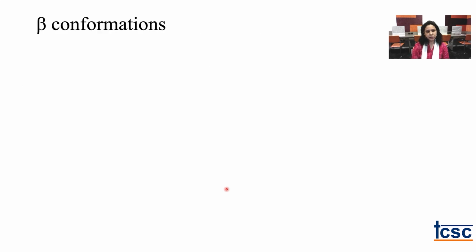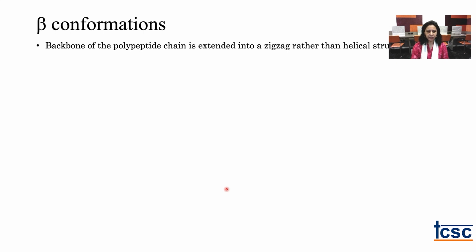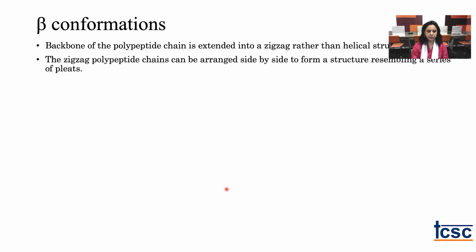Coming to another type of secondary structure, which is the beta conformation. So beta conformations have a structure which is completely different from alpha helix. Here it is not wound in a helix, but it is completely extended. So the backbone of the polypeptide chain is extended into a zigzag structure rather than a helical structure. So these are much longer in their structures. The beta conformation is much longer as compared to an alpha helix.